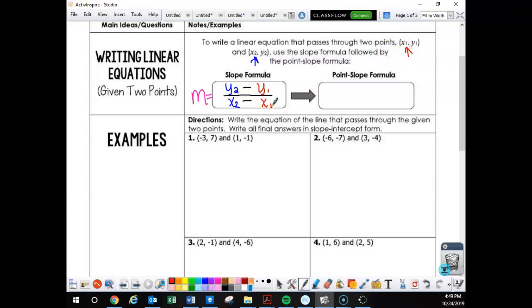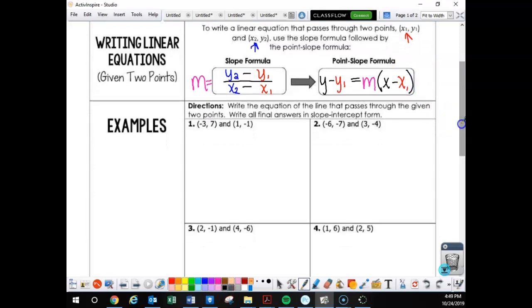Okay? And so once we use your slope formula, then we can plug it into the point slope formula we learned yesterday, where it's y minus y1 equals m times x minus x1. Okay? So basically we're just adding a step of doing the slope formula.